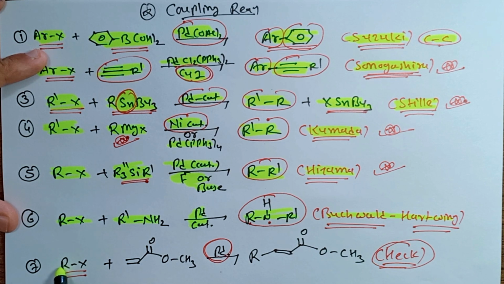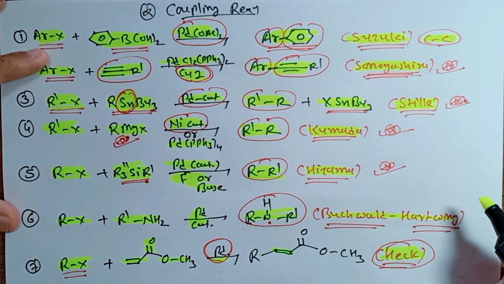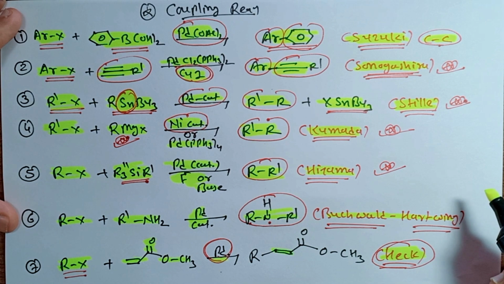The last one: here we have an RX group in the presence of an ester compound linked with an alkene group. In the presence of a palladium catalyst, it will give a C-C coupling product by means of a C=C double bond. That type of reaction is known as the Heck coupling reaction. So these 7 reactions you have to remember.